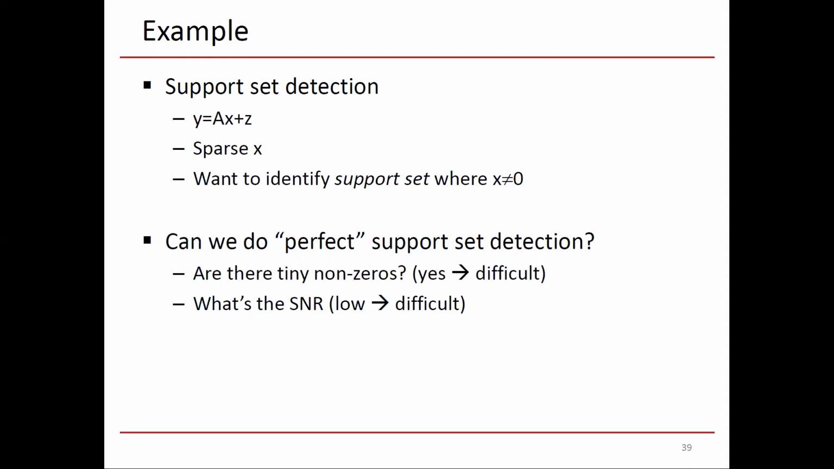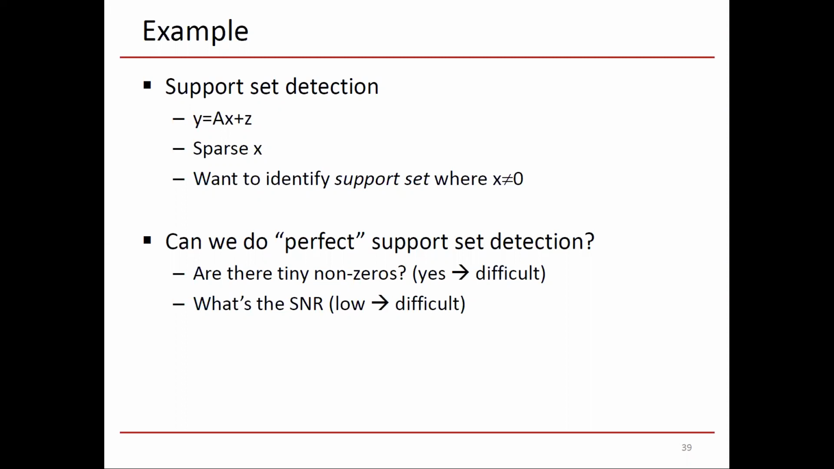If there are non-zeros and all the non-zeros are large, this problem is less challenging. On the other hand, if some of the non-zeros are tiny, that would mean that you can explain them away with a bit of noise in Z. So if they're tiny non-zeros in X, this is a harder problem.